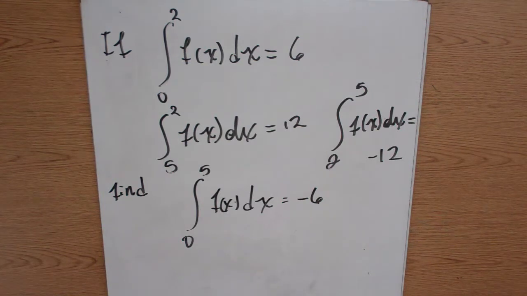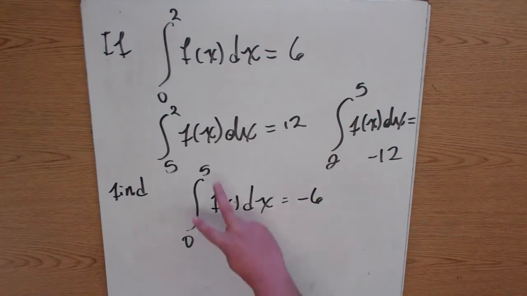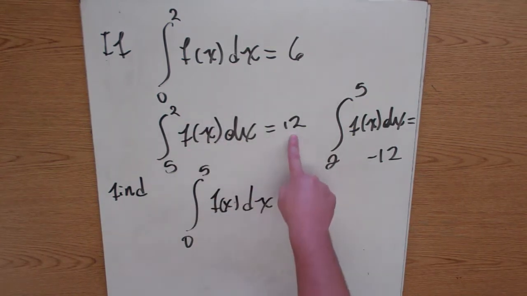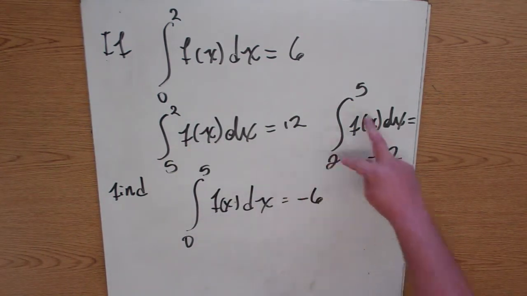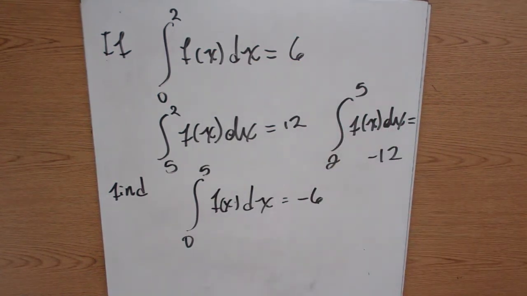We know 0 to 2 is 6. We know 5 to 2 is positive 12. So when we flip these, we know the sign on this number is going to flip. So we flip them, 2 to 5, we know that's negative 12. Add the 2 together, negative 6. Not too bad, right?